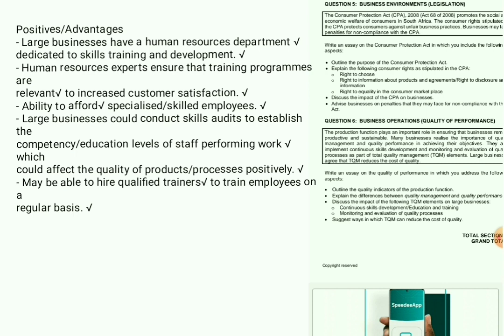Advantages: large businesses have a human resource department dedicated to skills, training and development. Human resources experts ensure that training programs are relevant to increase customer satisfaction and affordability, and to develop specialized skilled employees. Large businesses could conduct skills audits to establish the competency and education levels of staff performing work, which could affect the quality of products and processes positively. They may be able to hire qualified trainers to train employees on a regular basis.